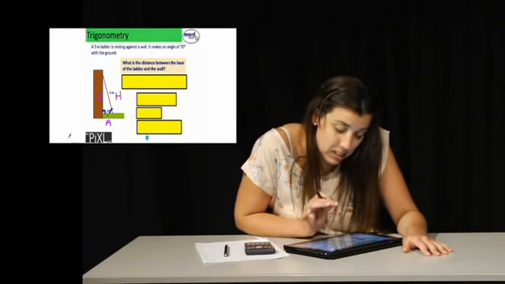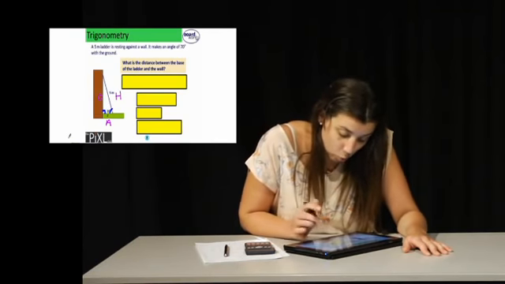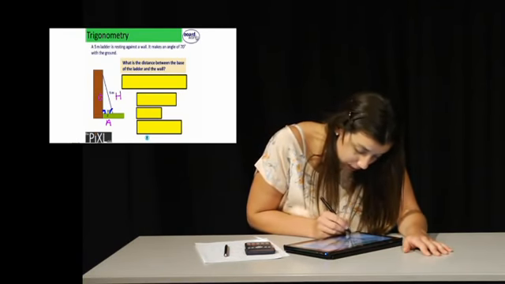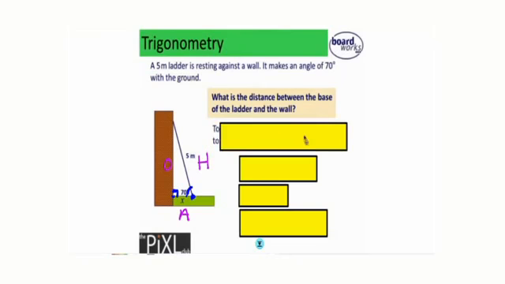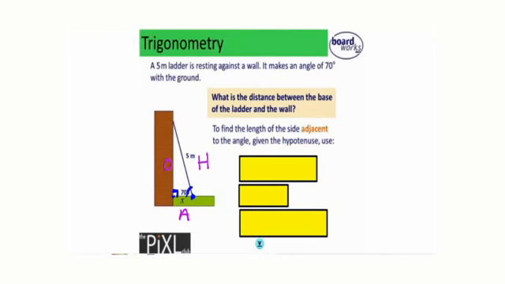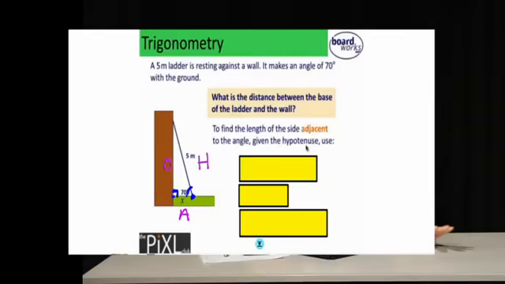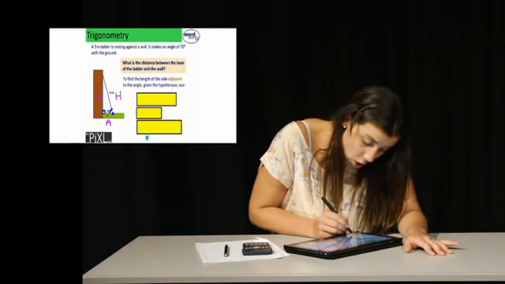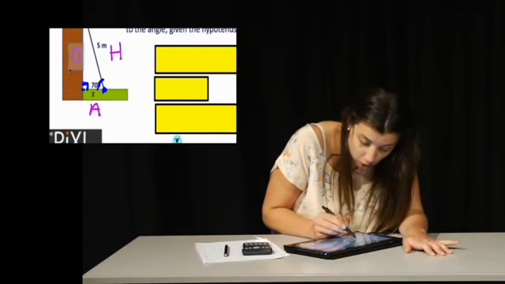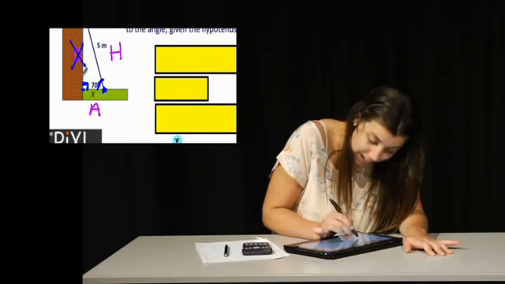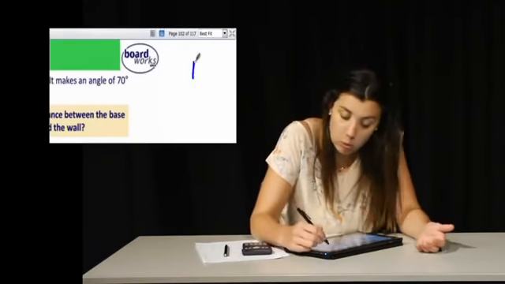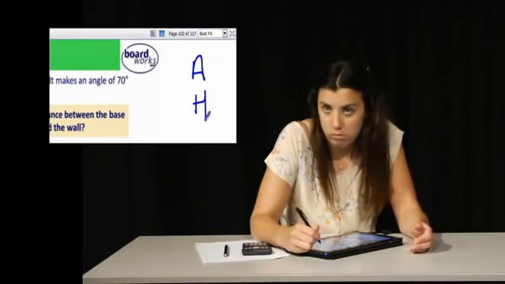The question asks, what is the distance between the base of the ladder and the wall? So the distance we're looking at is here to here, which is labelled x. So we're actually trying to find the adjacent side. So it says here to find the length of the side adjacent to the angle given the hypotenuse. Which one do we not need? We do not have anything on the opposite side. So the opposite side is what we are going to cross out. We are then left with A and H.